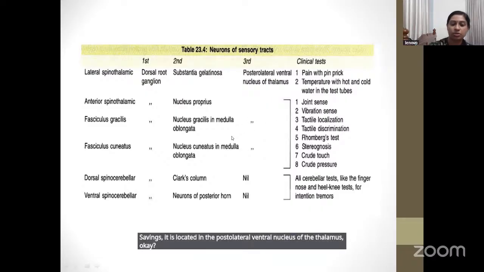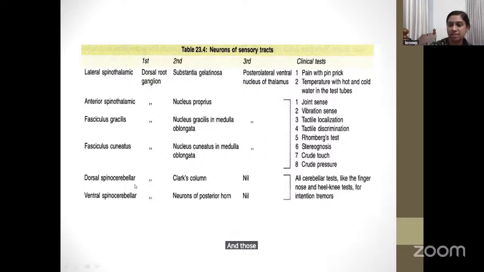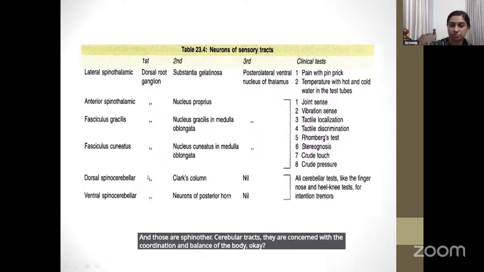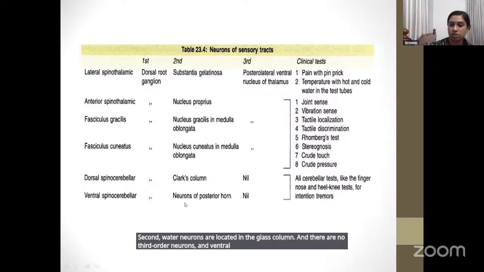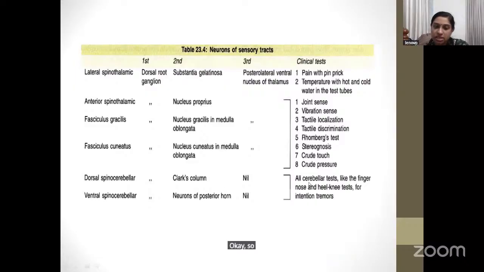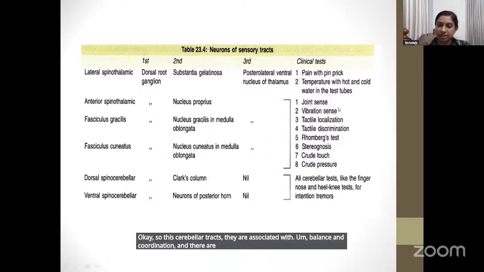The dorsal spinocerebellar tracts are concerned with the coordination and balance of the body. Second order neurons are located in Clark's column, and there are no third order neurons. In the ventral spinocerebellar tract also, the second order neurons are in the posterior horn. These cerebellar tracts are associated with balance and coordination, and there are different clinical tests for the assessment of different pathways.